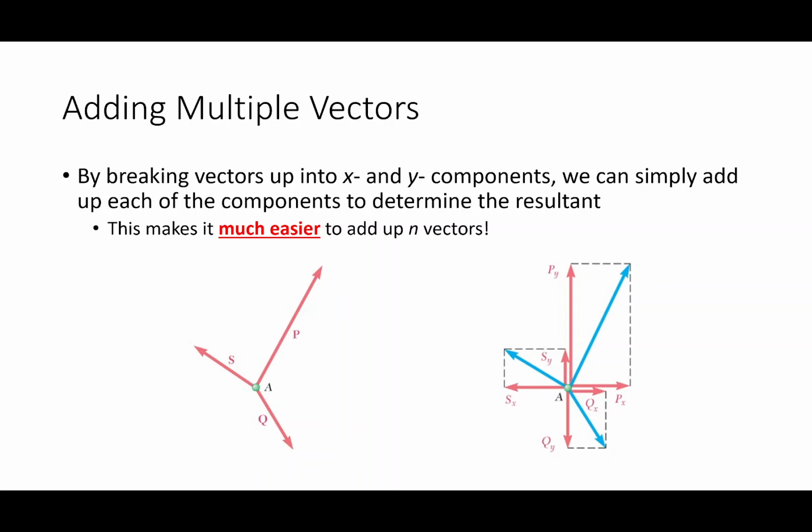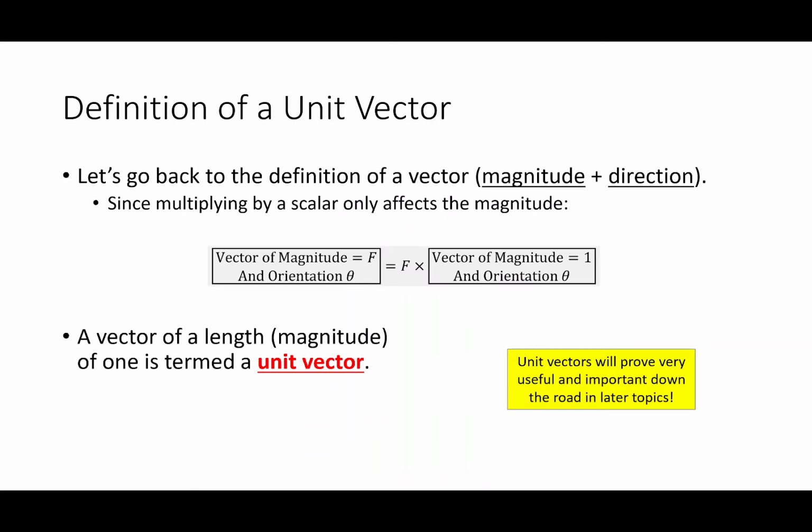So instead, what we'll do is describe every vector in terms of its x component and y component, then just add up all the x components, add up all the y components, and boom, there's the resultant, right? So suddenly, dealing with 6, 7, 8 vectors doesn't seem so bad, okay? Now, I want to take a step back and describe a unit vector, okay?